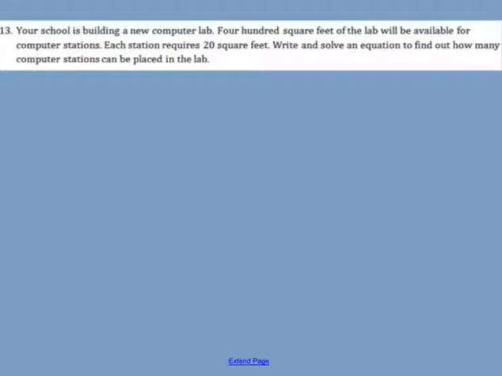All right, taking a look at number 13. Your school building is a new computer lab. 400 square feet of the lab will be available for computer stations. Each station requires 20 feet. Write and solve an equation to find out how many computer stations can be placed in the lab. I'm going to use x to represent each station that I have.